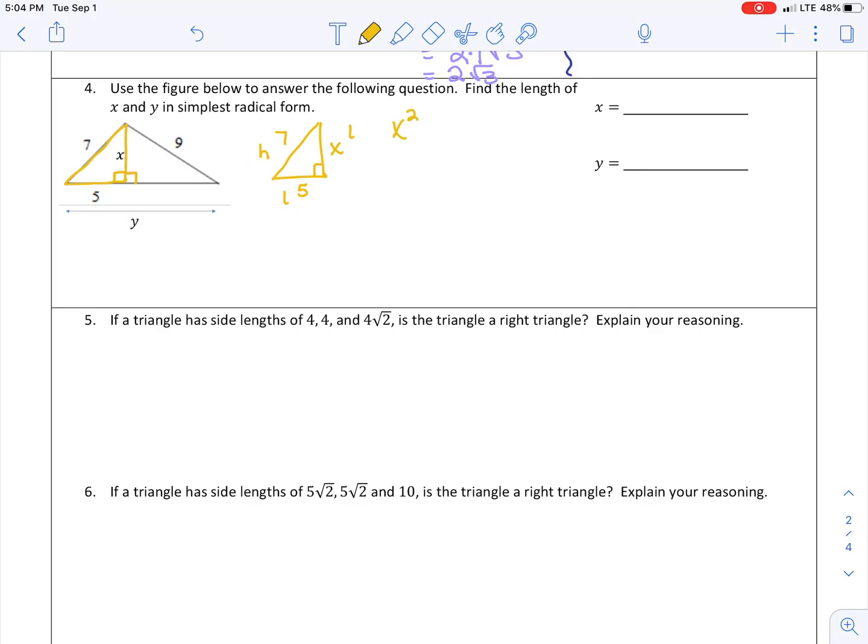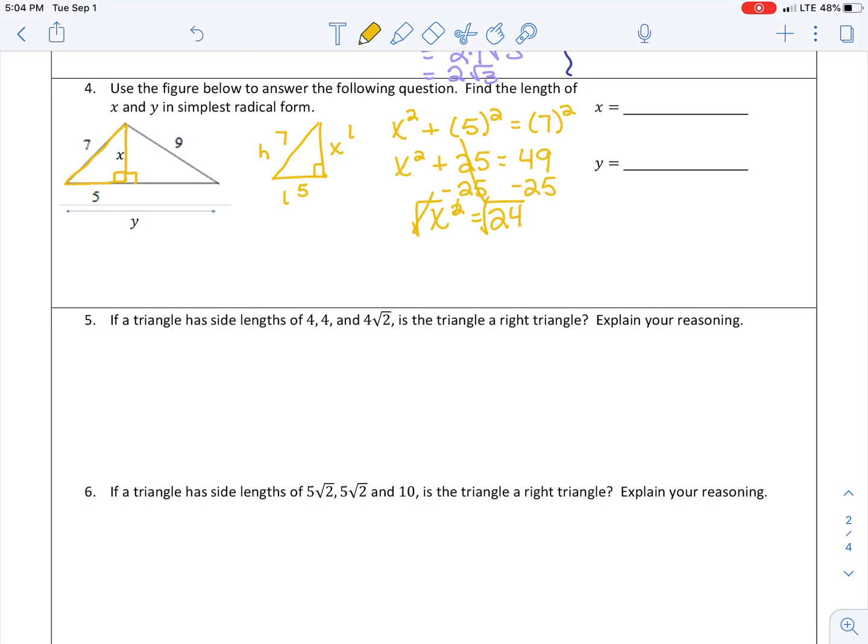So we're going to say x squared plus, we have 5 squared as our other leg, is equal to our hypotenuse, or 7 squared. So we end up with x squared plus 25 is equal to 49. Now again, we can just solve this like a normal equation. We're going to subtract the 25 from both sides. And we get x squared is equal to 24.